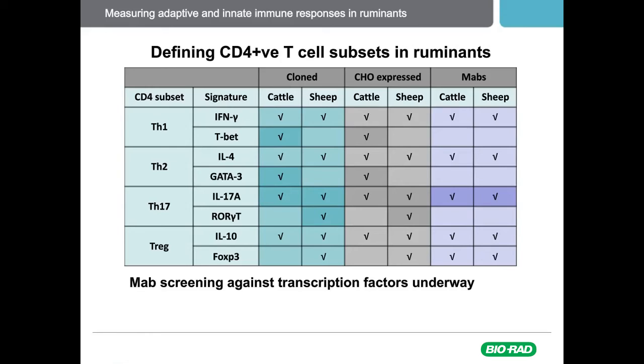to investigate IL-17A. We've also cloned and expressed the transcription factors T-bet, GATA3 and ROR gamma T either in cattle or sheep, which will then allow us to further define the association of those transcription factors with the cytokines and what the signatures of those CD4 positive T cell subsets are going to be in cattle and sheep.